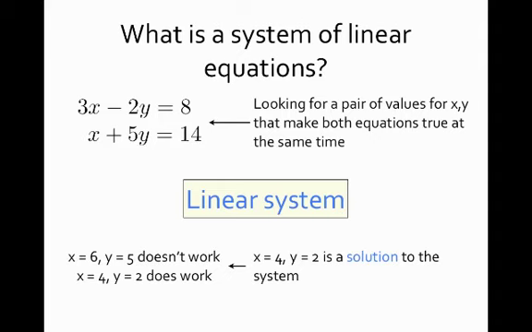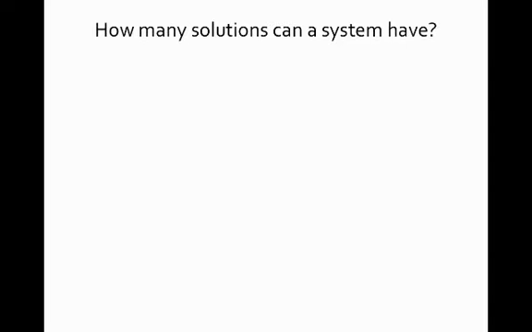Again, a solution to a system is a list of values for the variables that makes all the equations in the system true at the same time. So how many solutions can a system have? We saw that the system earlier had one solution. Could it have more than one? Does it have to have any at all?